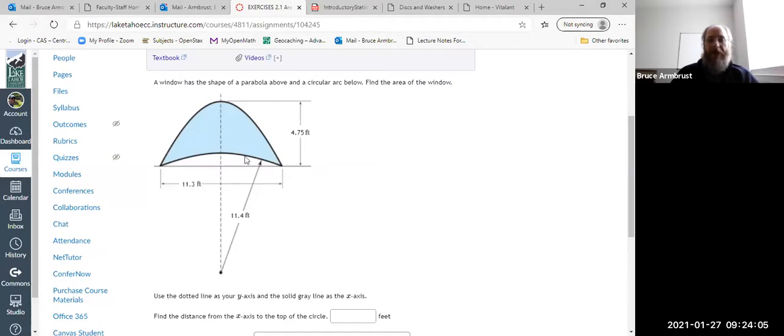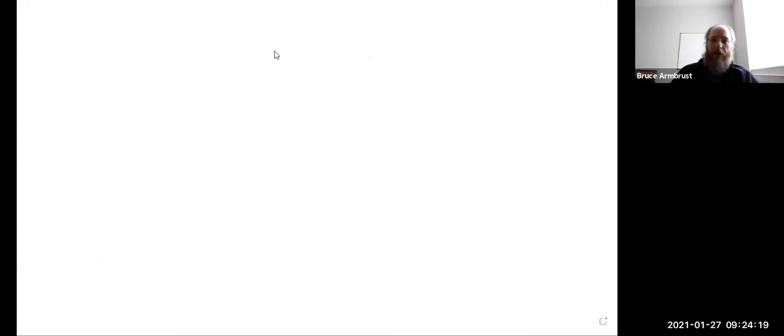I would help myself out, because here's the deal. Trying to do the integral with the circle is going to be really, really tough. Let me show you why. I'm going to go back to the whiteboard and clear all this garbage. Okay, so think about the equation of a circle. X squared plus y squared equals r squared. We need to solve that for y. Well, y squared is r squared minus x squared, so y is the square root of r squared minus x squared.